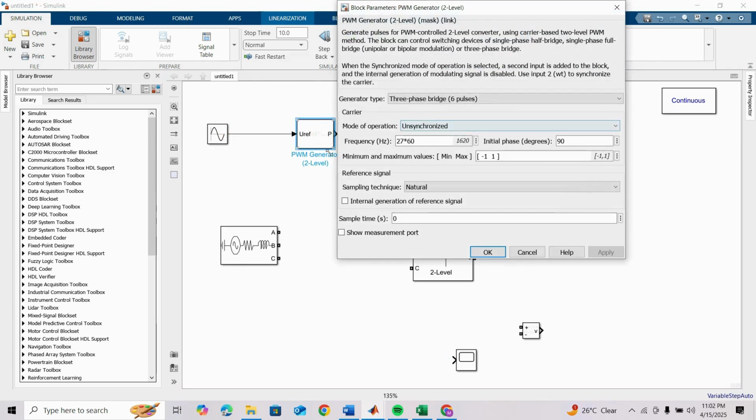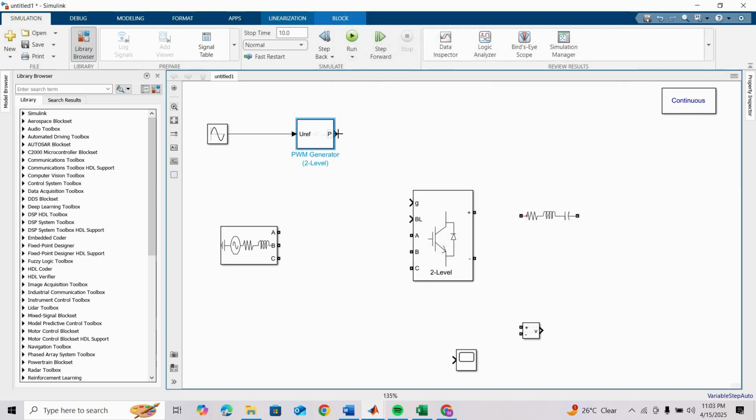Under PWM Generator 2-level, this is a three-phase bridge, 6 pulses, and for frequency let's take 100 into 50. Click OK, connect to the gate, and the ABC of the three-phase source will be connected to the ABC of the two-level converter.